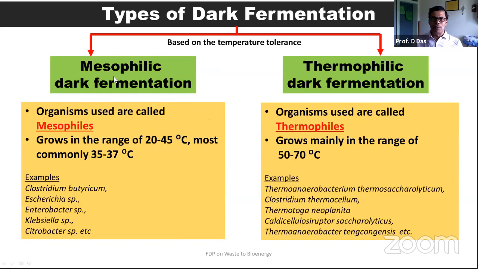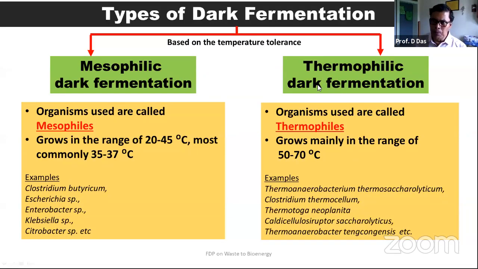Now we have two types of bacteria we can use for hydrogen production. One is called mesophile, another is called thermophile. We know mesophiles usually grow at temperatures close to our ambient temperature, because we are in a tropical country, our ambient temperature is almost 30 to 35 degrees centigrade. So this is good enough for these mesophiles, but thermophiles require a very high temperature, about 60 degrees centigrade.